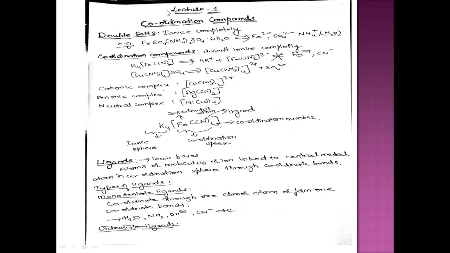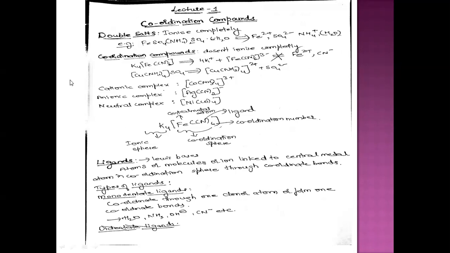If the salt or the compound undergoes complete ionization, that is said to be a double salt compound. Now, what then is a coordination compound? It is a little bit different from a double salt.